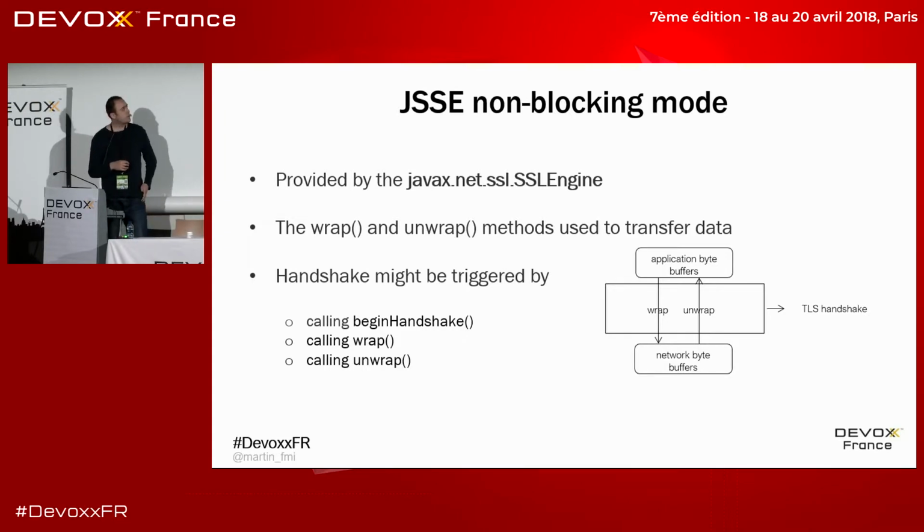One similarity between the non-blocking and blocking mode of operation is the way you trigger the SSL handshake process. Again, the SSL engine API provides you with the so-called begin handshake method, which allows you to trigger the SSL handshake process. And also, if SSL handshake hasn't happened, if you try to call the wrap or unwrap method, they might also trigger the TLS handshake.